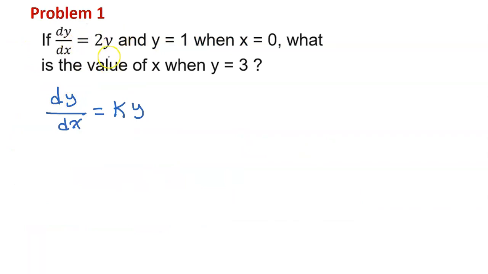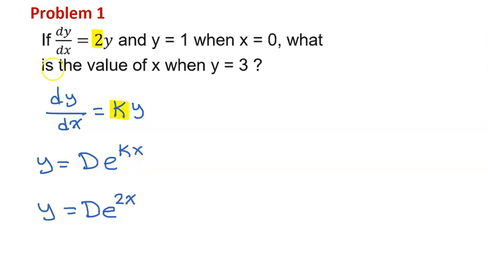There is another way of solving problem number 1 that I want to show you. It involves a shortcut that I would like you to memorize. Anytime you have a differential equation in the form dy/dx equals k times y, the solution will automatically be y equals d times e to the kx power. In this case, we see that the value of k is 2. So we have y equals d times e to the 2x power.